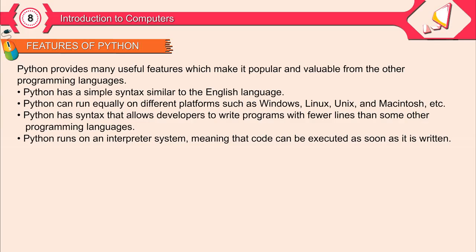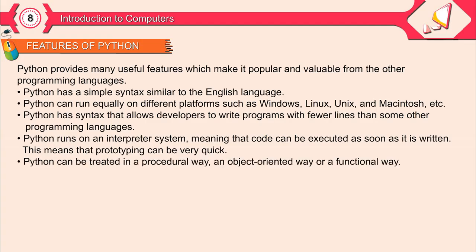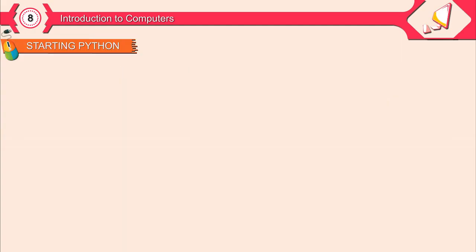Python runs on an interpreter system, meaning that code can be executed as soon as it is written. This means that prototyping can be very quick. Python can be treated in a procedural way, an object-oriented way, or a functional way. Starting Python. There are two different ways to start Python: interactive mode and script mode.